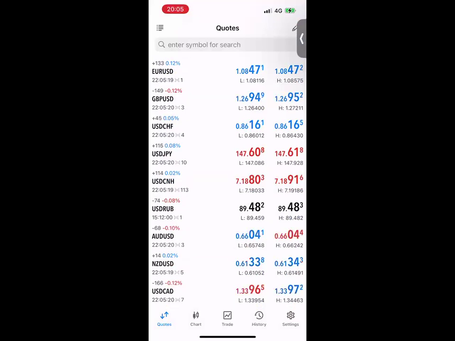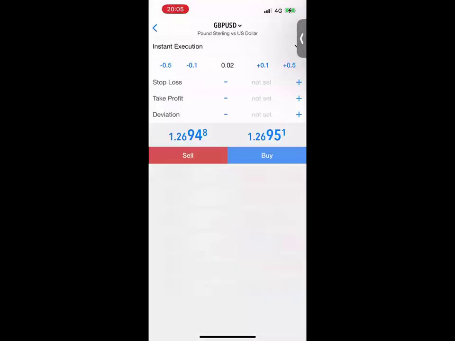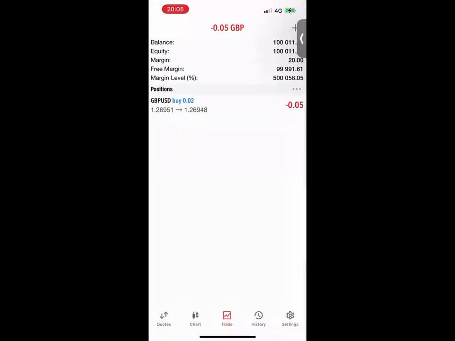Look for the pair GBP USD. You search it out. Click on trade. Okay, modify. Guys, so how to modify is he just bought straight away.